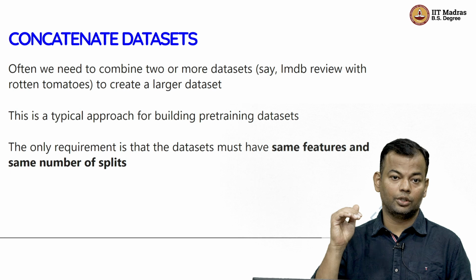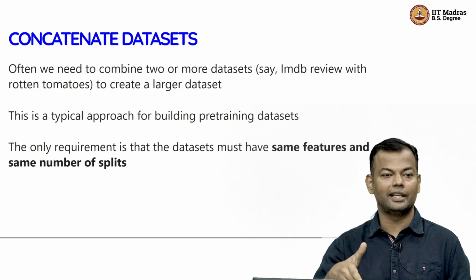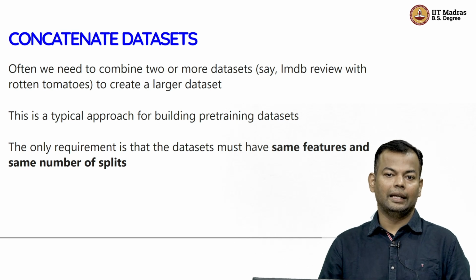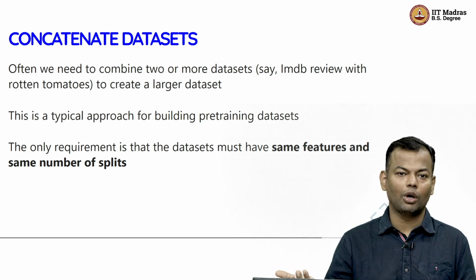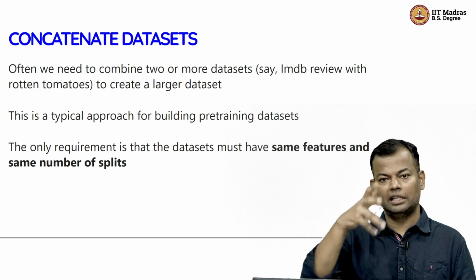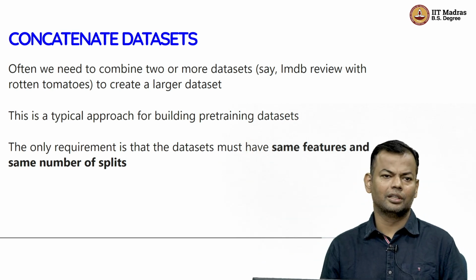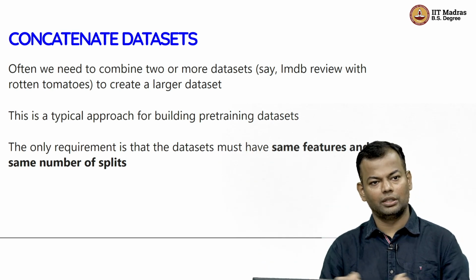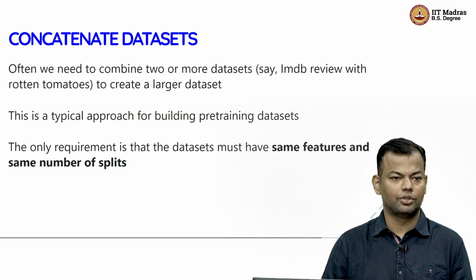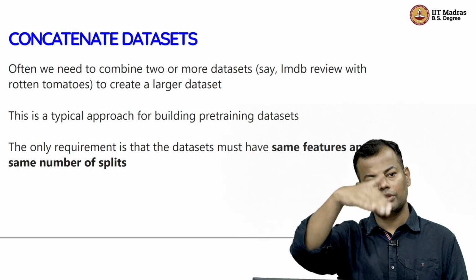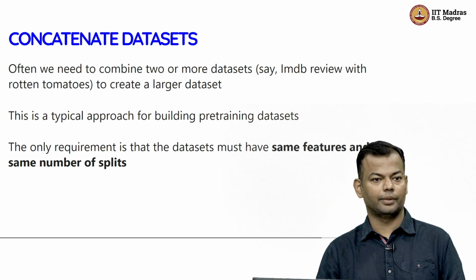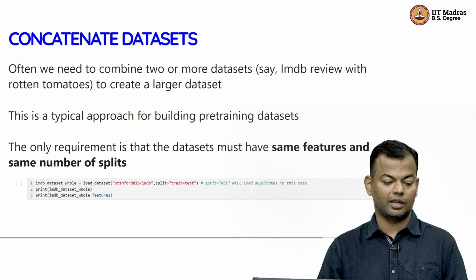Of course, when you are doing this, it's important that all the data sets have the same features and the same number of splits, right? And this again makes sense if you have different columns. So one data set has text and label, the other data set has text, label and comments, or text, label and remarks. Then obviously you cannot concatenate. Concatenation makes sense when you have things which are similar and can actually be merged together, right? And of course, also the same number of splits, because then the train splits can be merged, the test splits can be merged, and so on. So it makes sense why this is required.